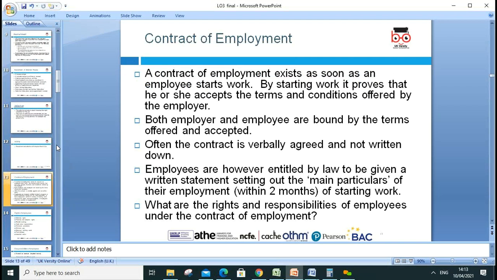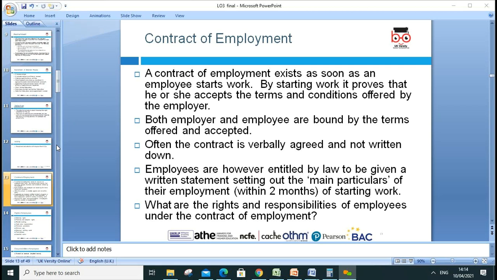Okay, contract of employment. What is meant by contract? A contract means offer and acceptance. It is a legal responsibility of an employer to give the contract to employees. If they don't give the contract to employees, then they are breaking the law. So that's why it's crucial.